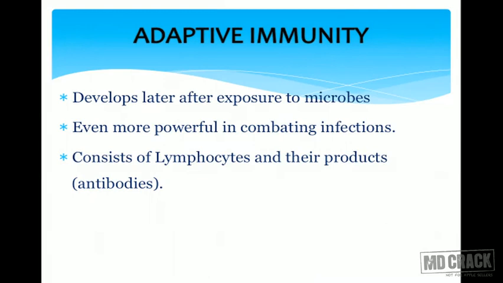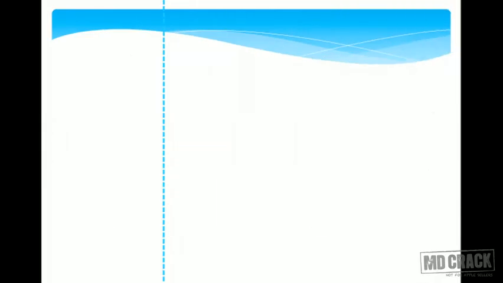As compared to that, adaptive immunity is the one which develops after the microbes enter the body and our body recognizes these microbes as antigens. This adaptive immunity is more powerful in combating infections. It consists of lymphocytes and their products. Their products mean either antibodies or cytokines.